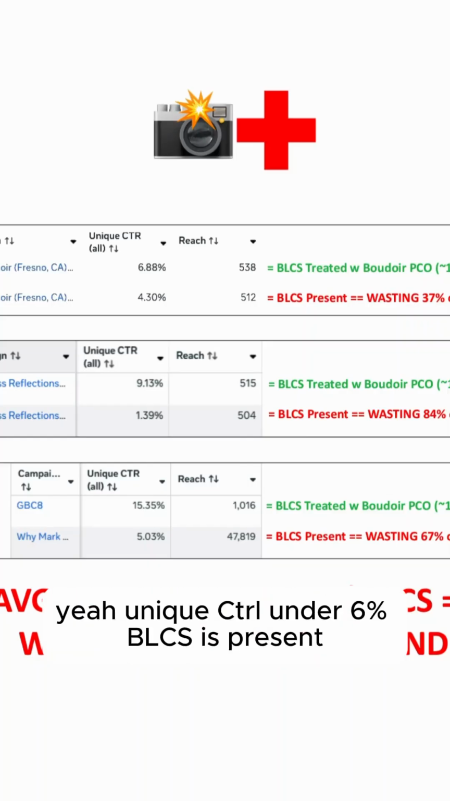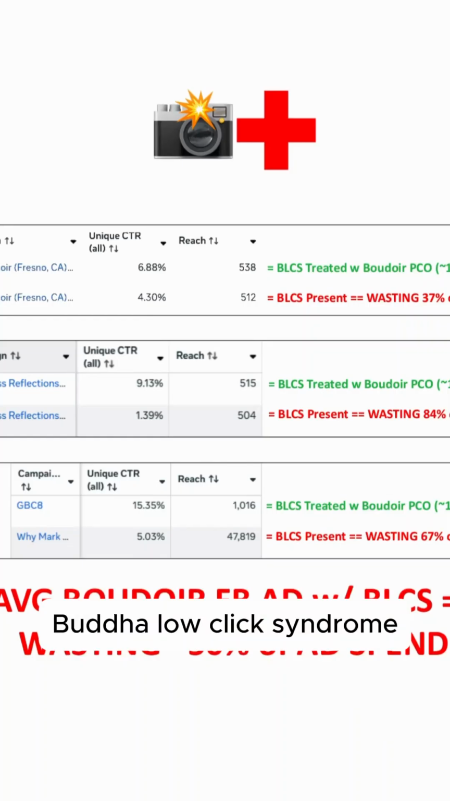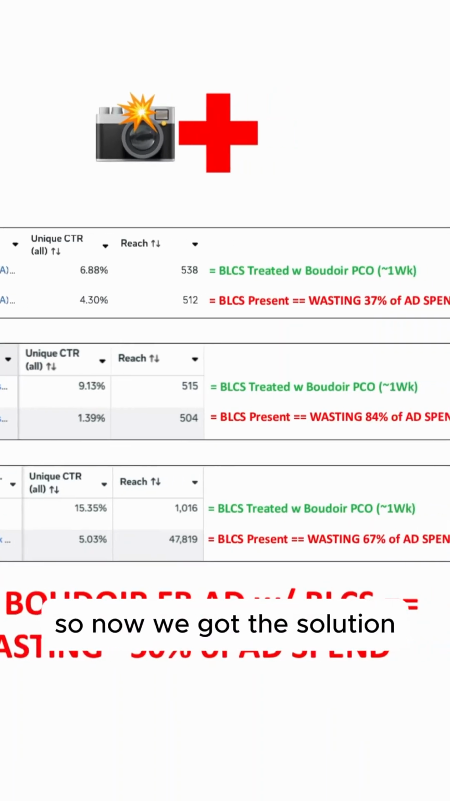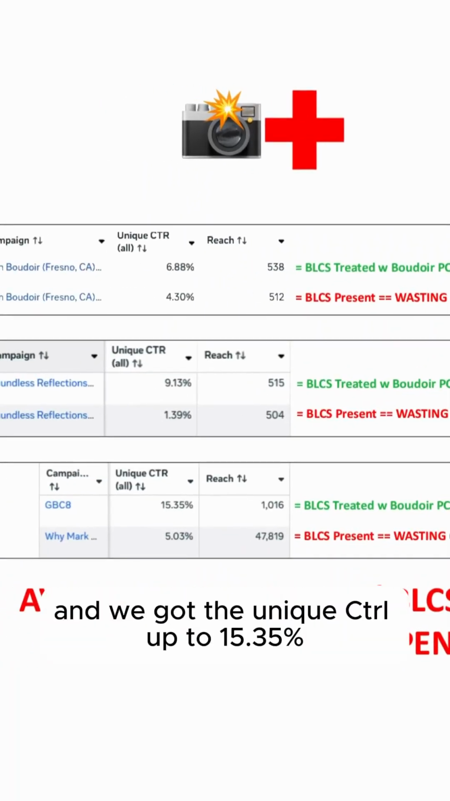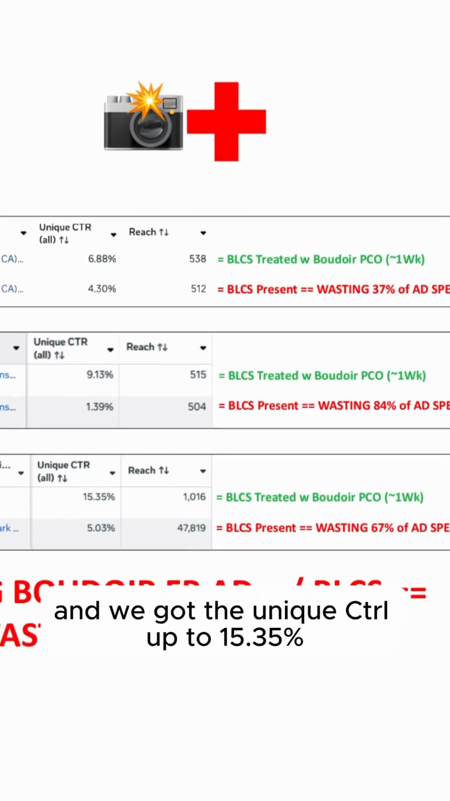Unique CTR under 6%, BLCS is present, boudoir low click syndrome. So now we've got the solution. We can treat it with boudoir pico. It takes about a week, and we got the unique CTR up to 15.35%.